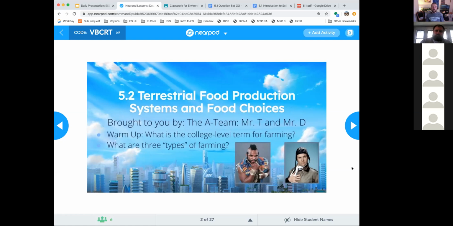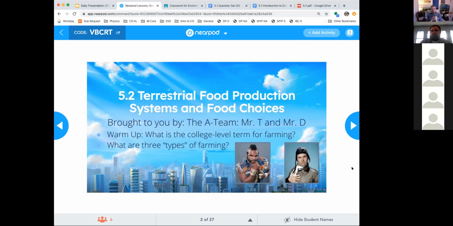So we're talking about making food on the land, as opposed to, and this is important to differentiate, as opposed to in the water, right? That's fish farming, right? That's aquaculture. But we're talking about terrestrial food production systems and then the choices that we make.